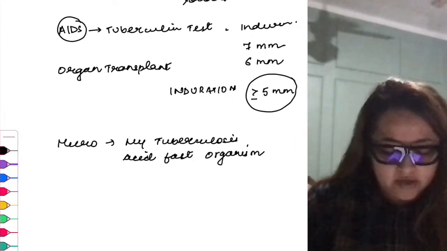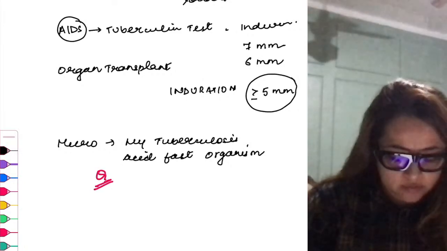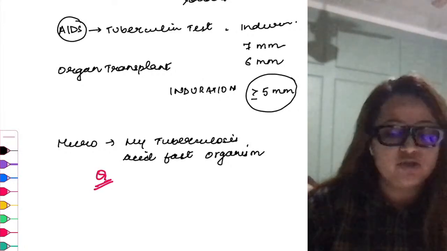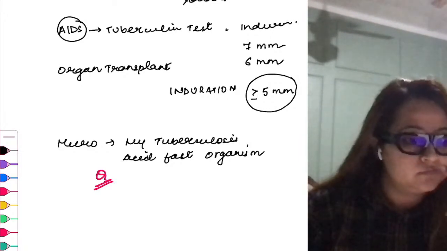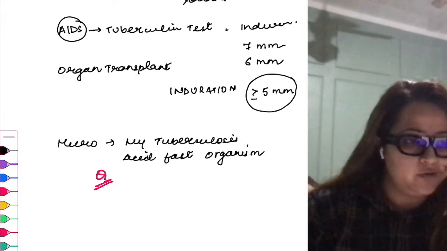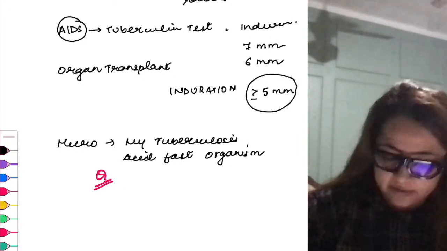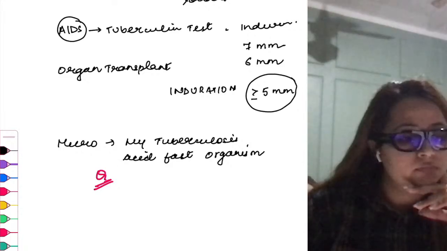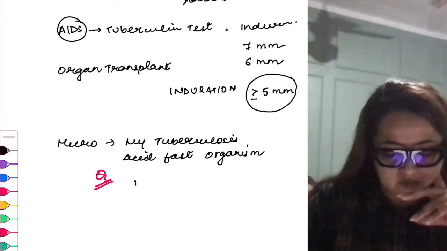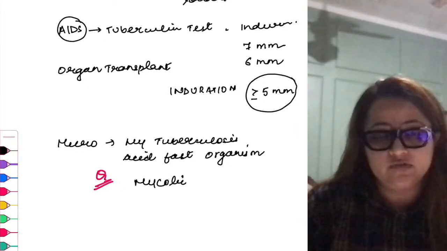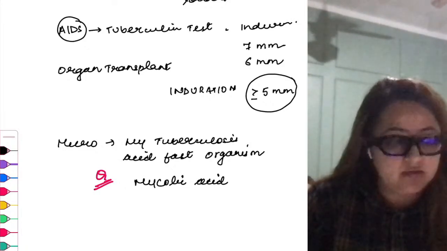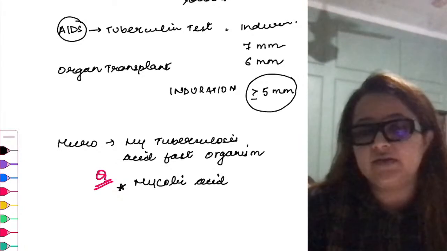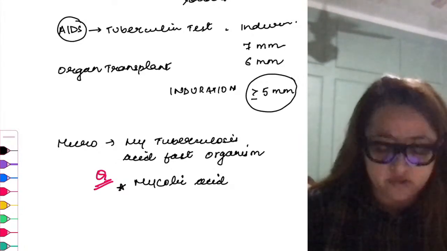Now, this is a very important point here. This has been asked several times. Why is it acid-fast? Which property of mycobacteria is responsible for the acid-fast characteristic? Yes, exactly. The answer is mycolic acid. So increased mycolic acid in the cell wall, which is actually the cell wall component of mycobacteria. So mycolic acid is responsible for the acid-fast characteristic of Mycobacterium tuberculosis.